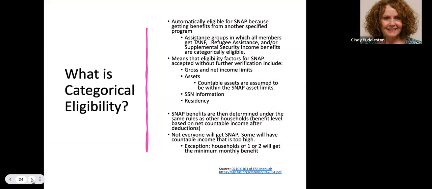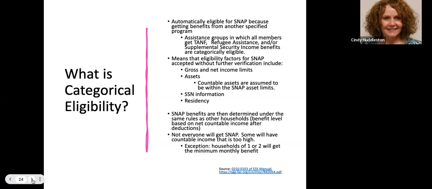So first, what is categorical eligibility? Categorical eligibility eliminates the requirement that households who have already met the financial eligibility rules for TANF or SSI or refugee assistance go through yet another financial eligibility determination to get SNAP.